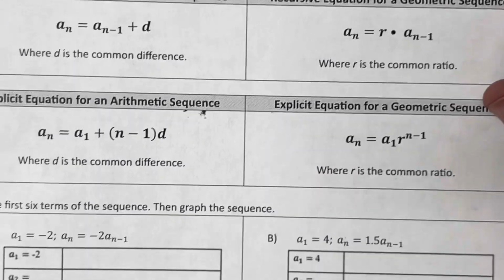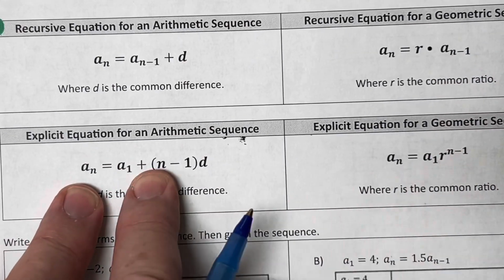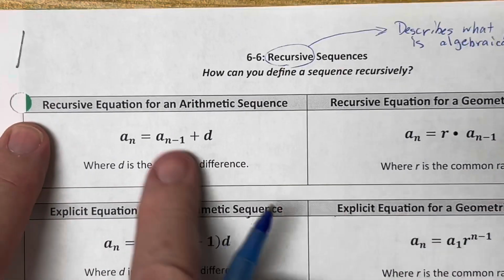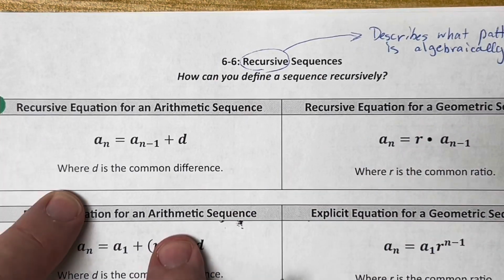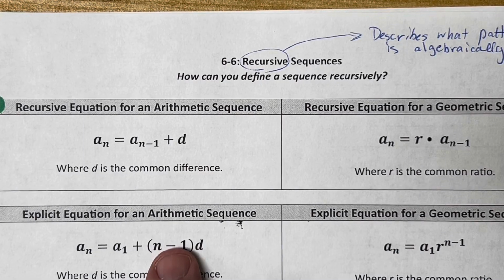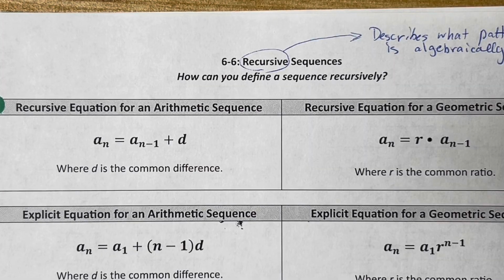Those are explicit equations, so explicit is what we've been working with. Recursive equations for arithmetic and recursive for geometric describe what the pattern is, like what's happening each time, and they do that in an algebraic way.